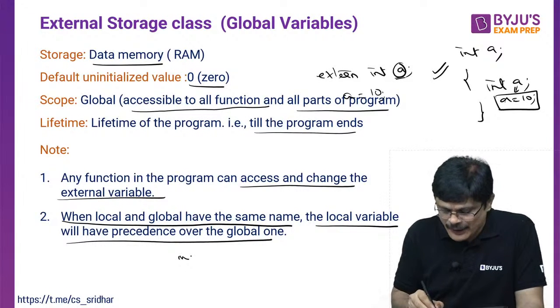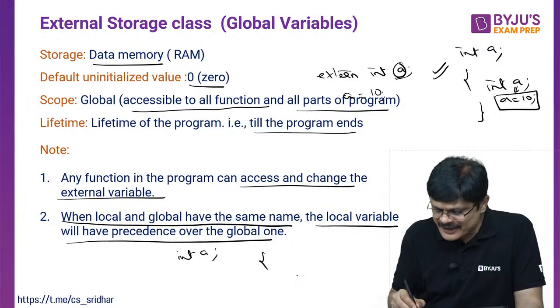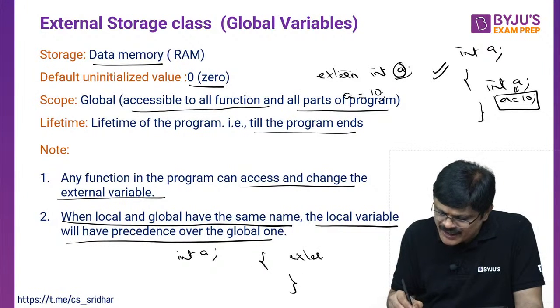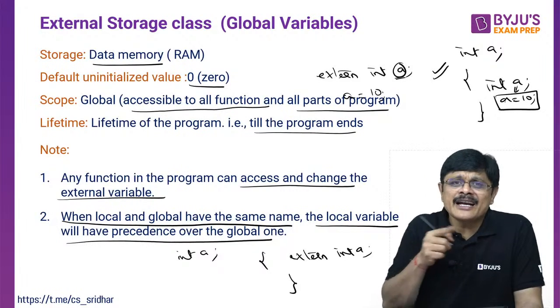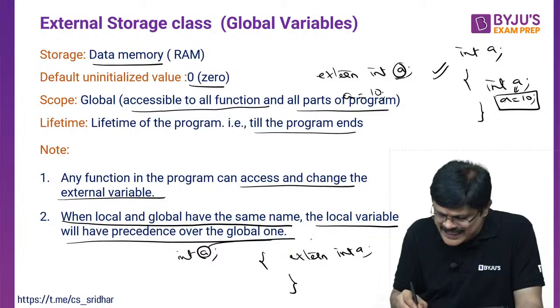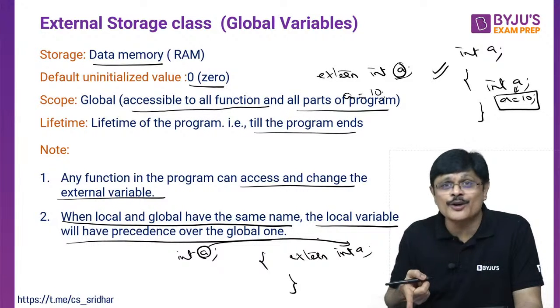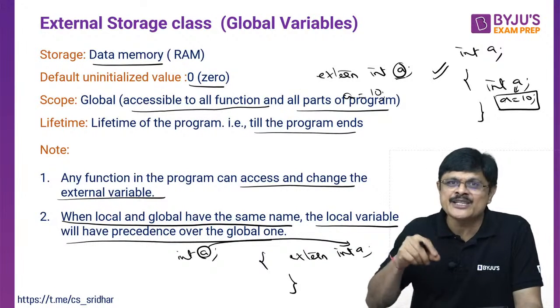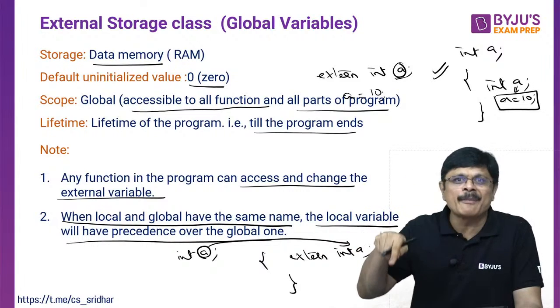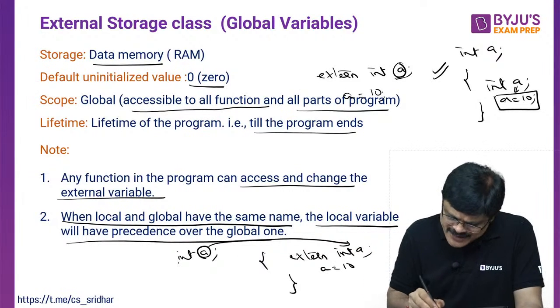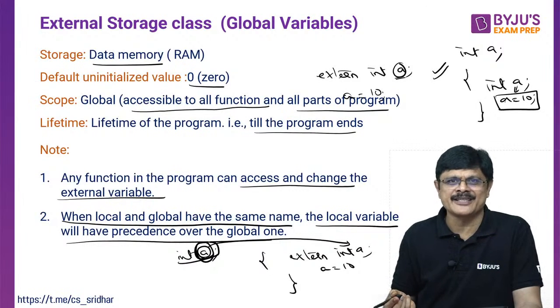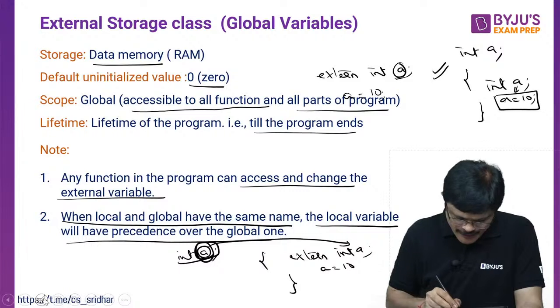But if you write int a and within some block you write extern int a, this means it is a declaration, meaning I am referring to the same global a, it is not the local a, my dear friend. When you say extern, it is not a definition, it is the same variable I am referring to. So when you say a is equal to 10, this variable's value will be modified, my dear friends. Now one more thing we can note, my dear friends.